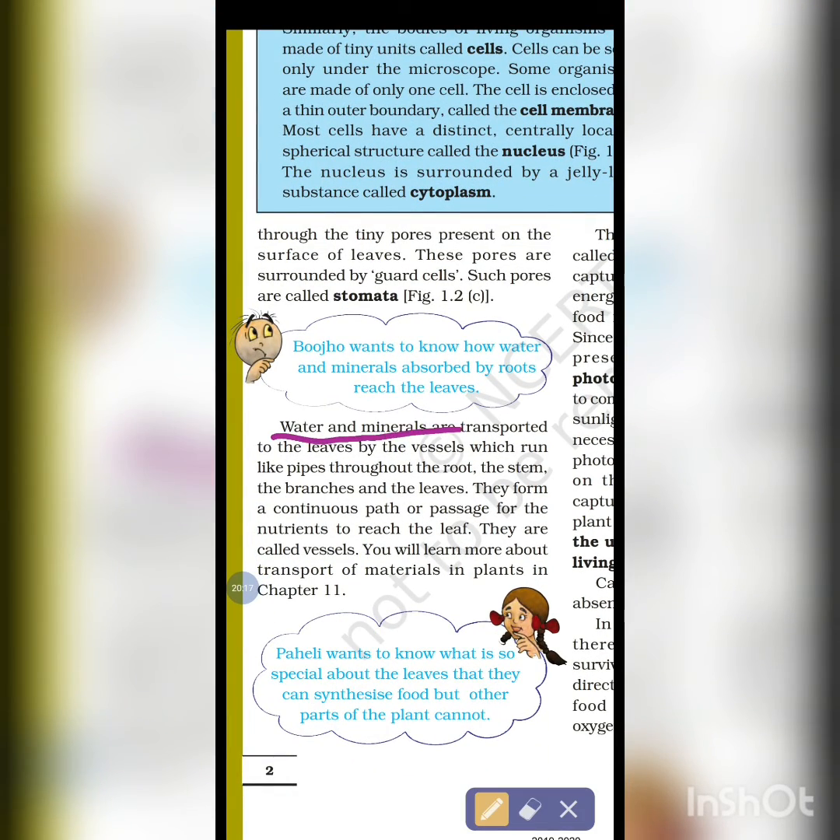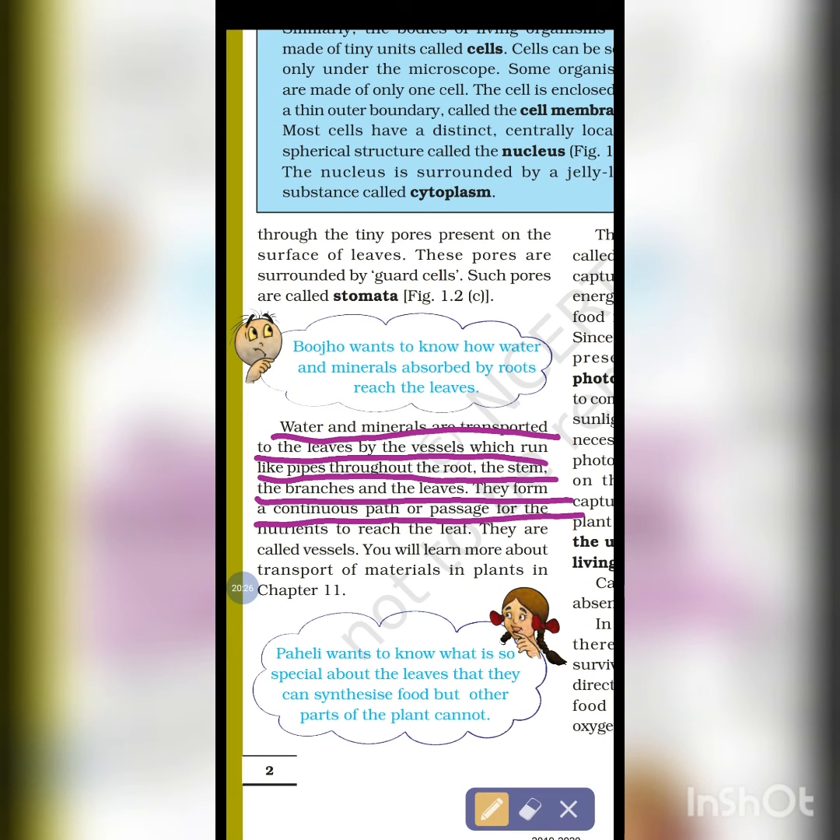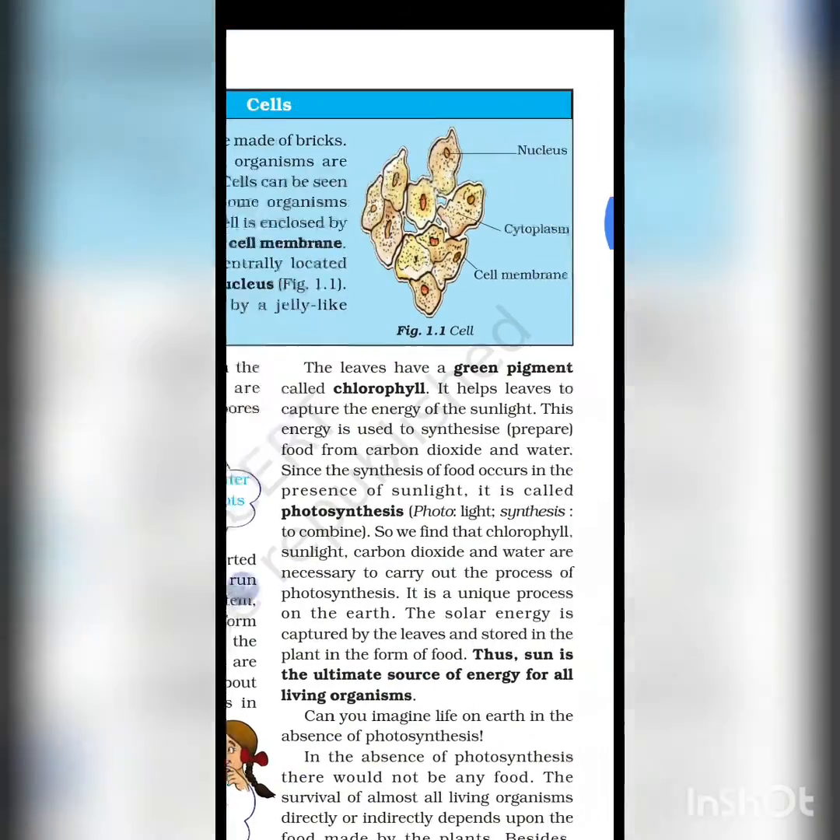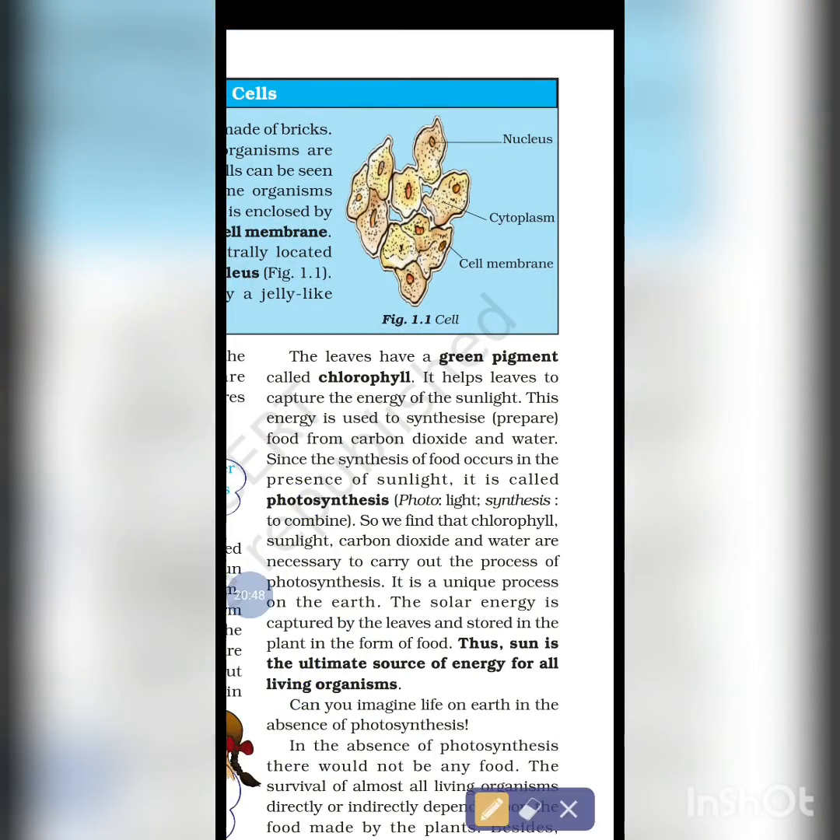Water and minerals are transported to the leaves by the vessels which run like pipes throughout the root, the stem, the branches and the leaves. They form a continuous path of passage for the nutrients to reach the leaf. They are called vessels. Sorry, we don't have to do the rest, only till vessels. Please mark till here. Now from here we have to do: the leaves have a green pigment called chlorophyll.